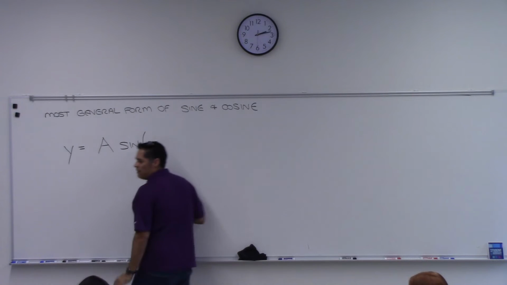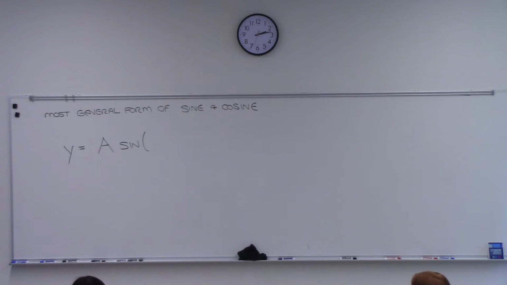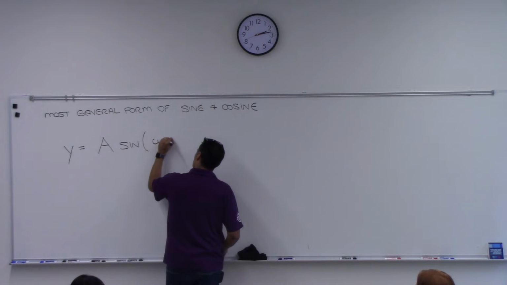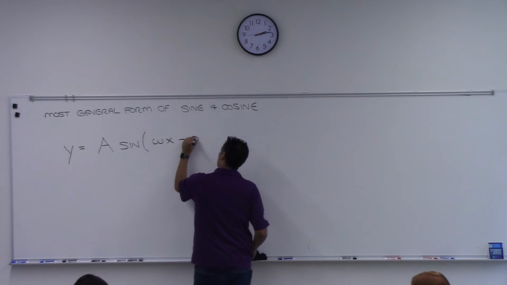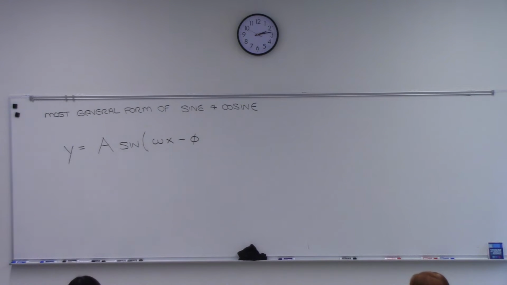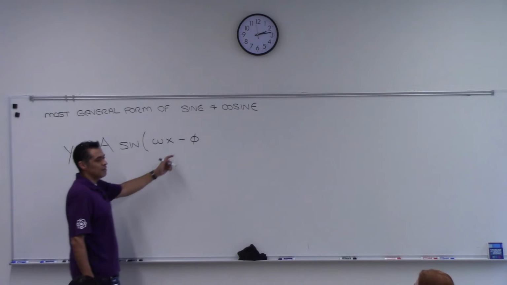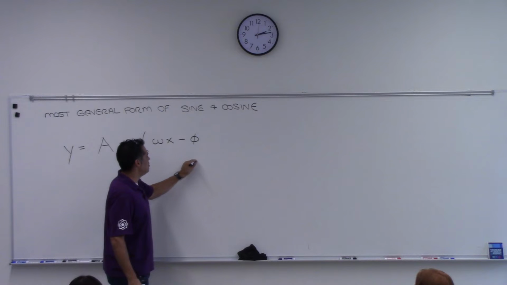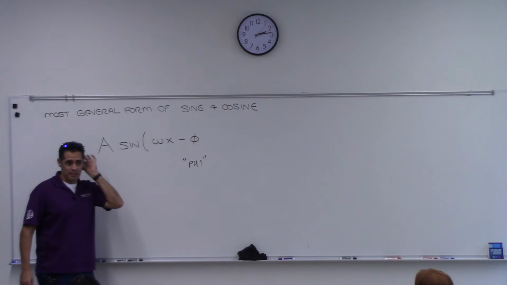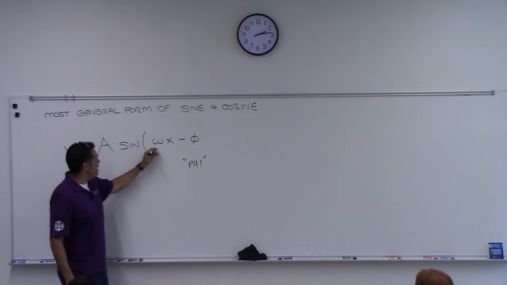sine, and I want to follow the book's format here, because different textbooks use different letters. Then they put some number in front of x, omega x minus, that's, anyone know what that Greek letter is? No? Yeah, this is called phi or phi. There's a big argument about how you pronounce this. Phi or phi, I don't care which way you say it. This is omega.